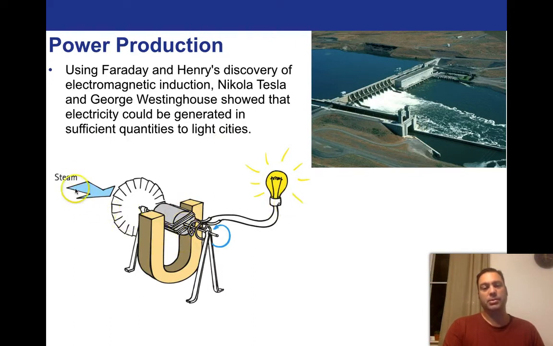And they started using steam, but it doesn't have to be steam, right? We've got steam coming across a blade that spins the whole apparatus, spins a generator that's inside of a magnet, and that induces current. But we can use things like water, right? We can put a dam in the way of a river, and we force the water to spin a turbine as it goes by, and that'll produce electric power.